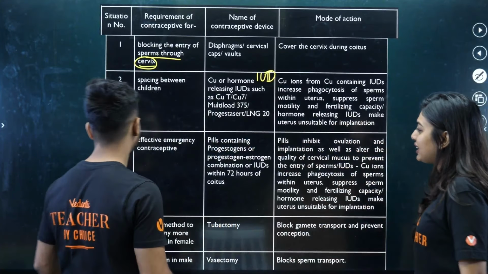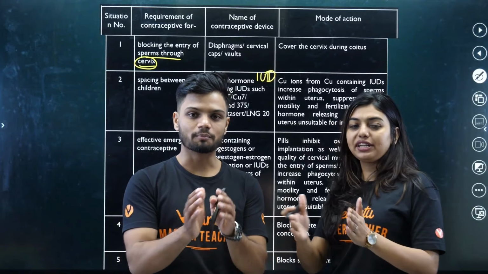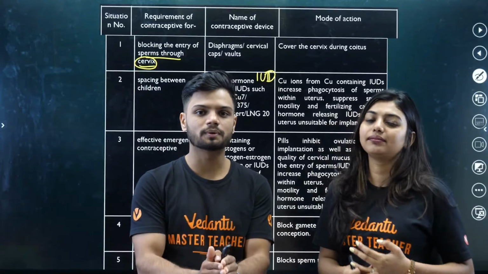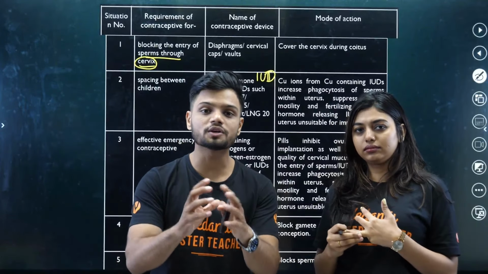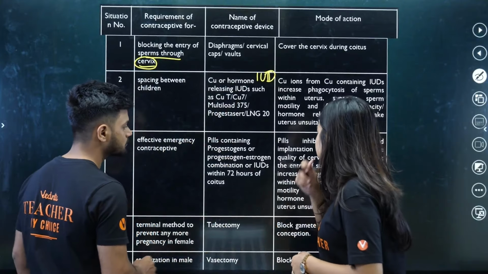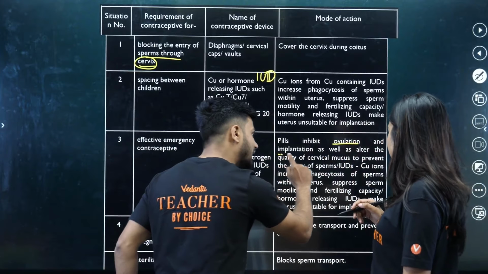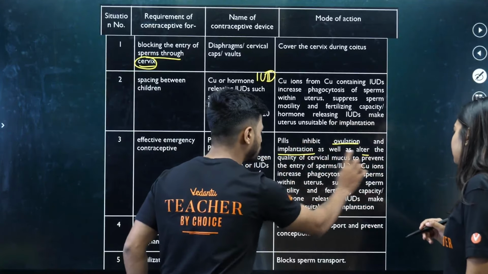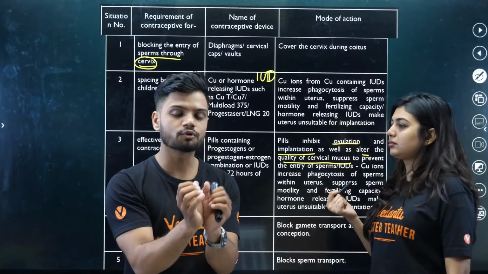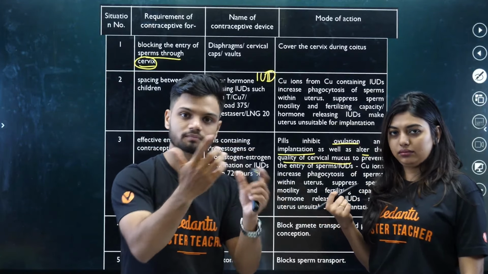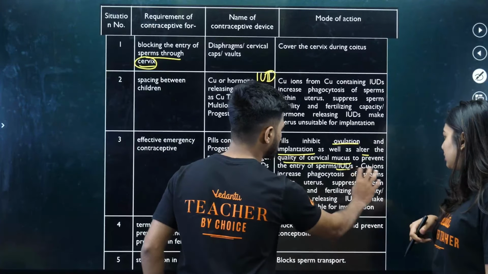Now, effective emergency contraceptive. This is the emergency pill, taken within a 72-hour window. You are supposed to take a pill which contains hormones. It could be progesterone or estrogen or a combination of both. It makes sure ovulation does not happen or implantation does not happen, and alters the quality of the cervical mucus, making it extremely thick. If the cervical mucus is extremely thick, the sperm cannot move through it. Hormonal changes. And obviously the IUDs are also there.